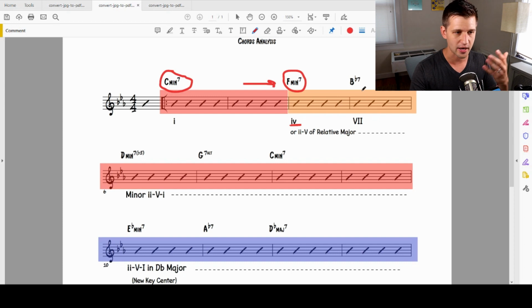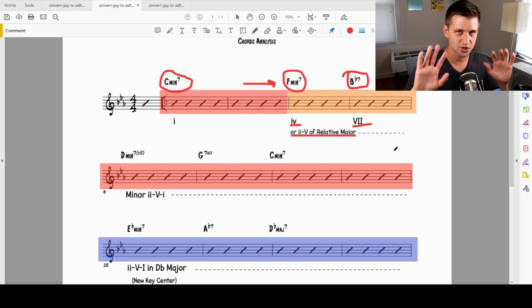Now, there is another way to look at this, because there's a B flat 7 here. You can think of that as the dominant 7th here, or a 2-5 of the relative major, but that's sort of a side fact to the fact that we're dealing with a 1-4 relationship. And then, of course, our good friend, the minor 2-5-1 back to the parent major.